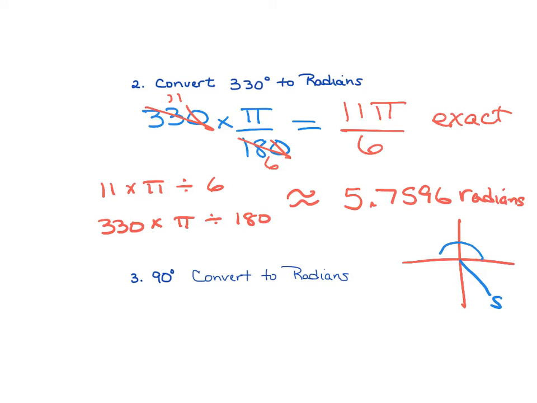And again, if you think about it, remember 5 radians, we're down here in quadrant 4. A 330 degree angle is somewhere here in quadrant 4. And it's probably a little bit beyond because we said 5 radians was probably about 285. So a little bit beyond that, so 5.75 is a reasonable answer.